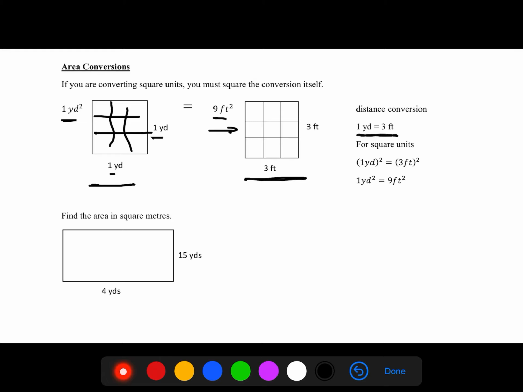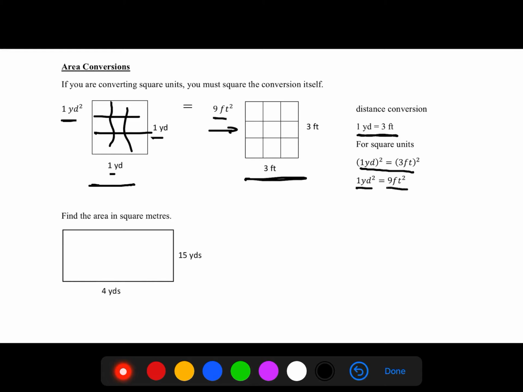Well, our 1 yard equals 3 feet isn't going to help us there. But what we can do is just square each side of the conversion. So in brackets, 1 yard, we square that. On the other side, 3 feet, we square that. When we multiply 1 yard by 1 yard, we get 1 yard squared. 3 feet times 3 feet gives us 9 square feet. So if we want to go directly from an already calculated area, we can square the conversion to do that.